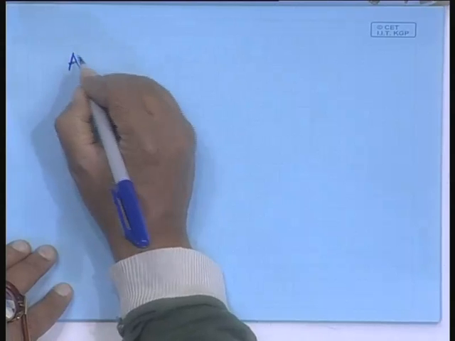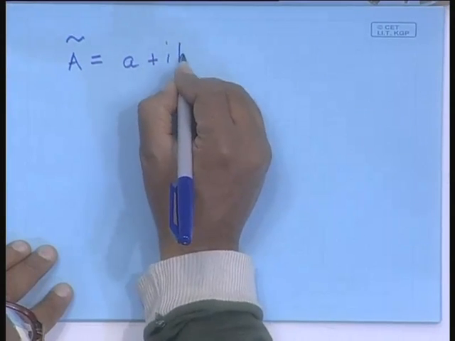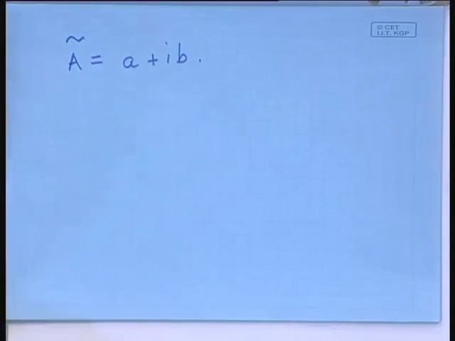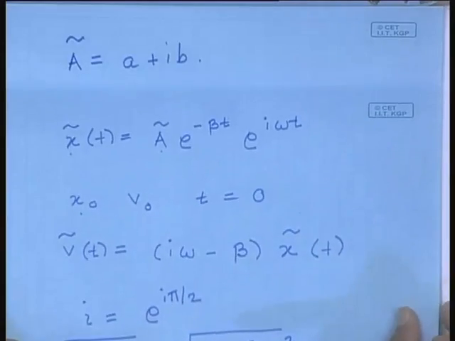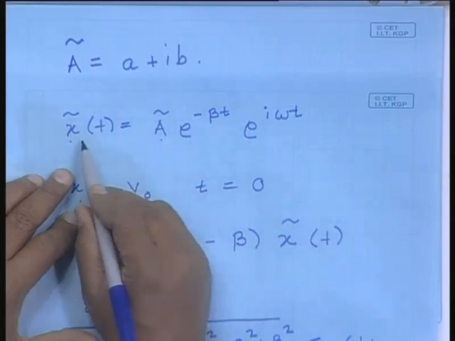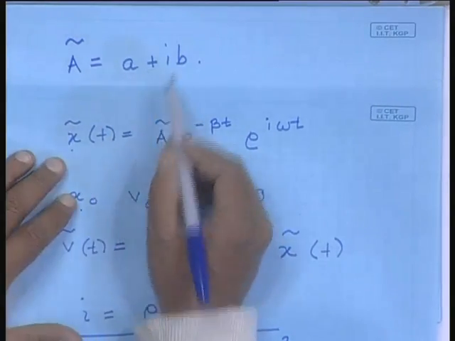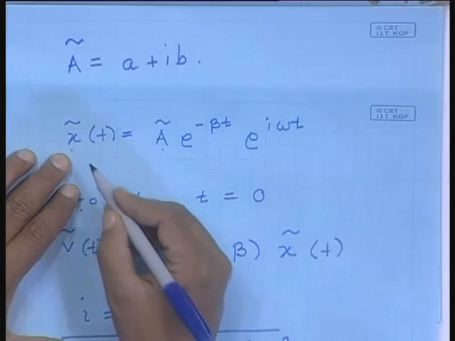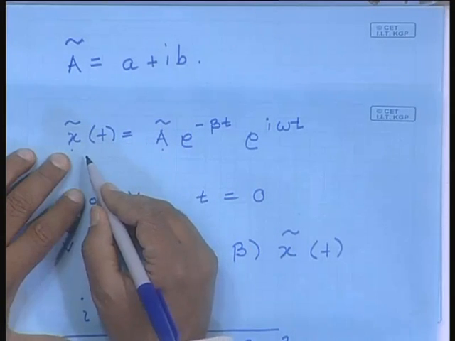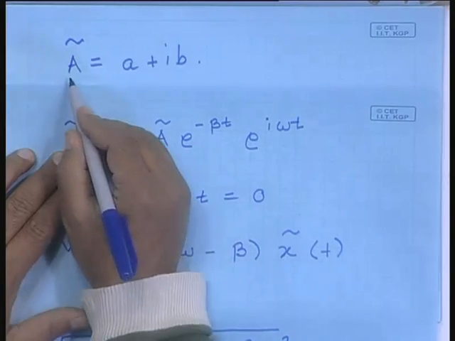If we express A tilde as A plus iB, then when you ask what is the position of the particle at t equal to 0, you should take only the real part of x tilde at t equal to 0, which is the real part of A tilde.